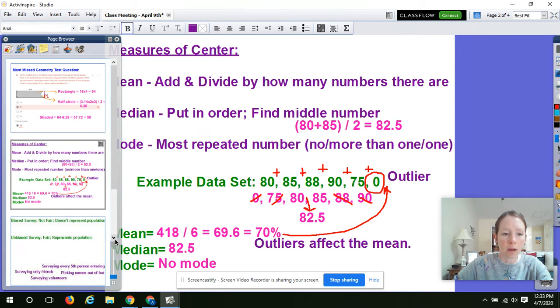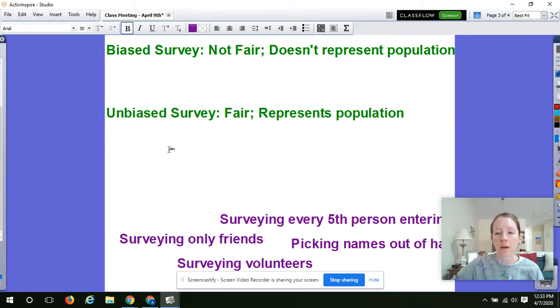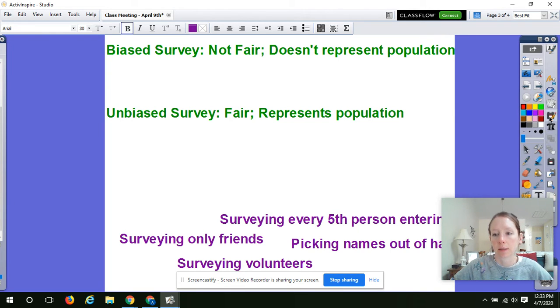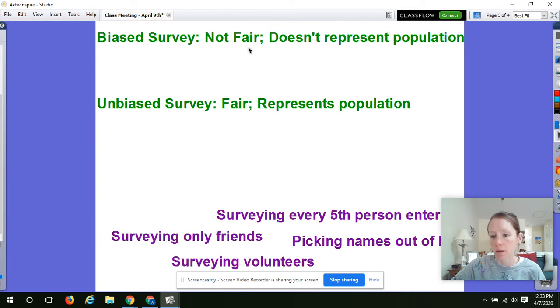All right, let's see, next slide. 2 words that you're going to see as well in this unit. And again, they're easy to mix up, so I want to make sure that you hear them from me. Biased and unbiased. So a biased survey is not fair. It doesn't represent the population that you're trying to represent or survey. Unbiased is fair.